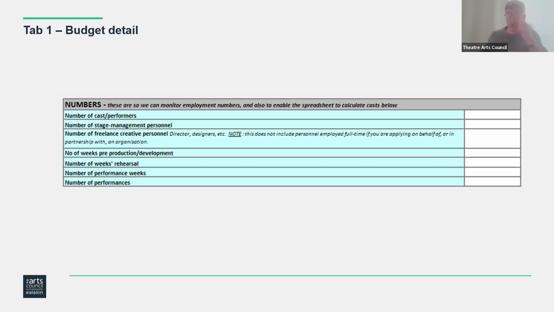For strand three, strand four, just moving on, when you do input the numbers for number of weeks rehearsal, number of performance weeks, number of performances, that allows the template to calculate your box office income and audience targets, etc. And it'll also break down the total salaries further down in the sheet.